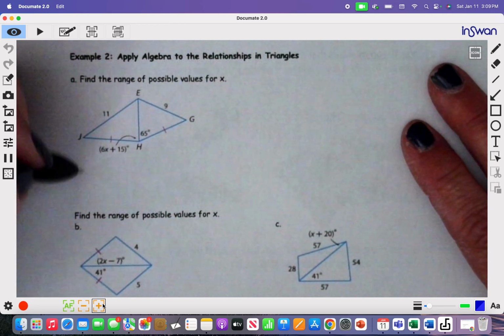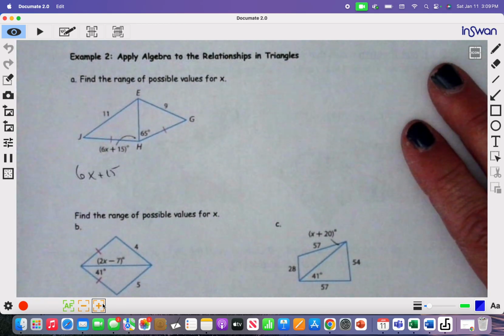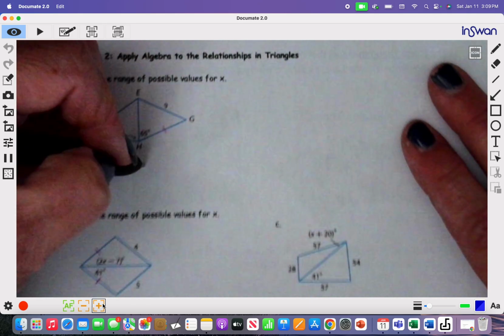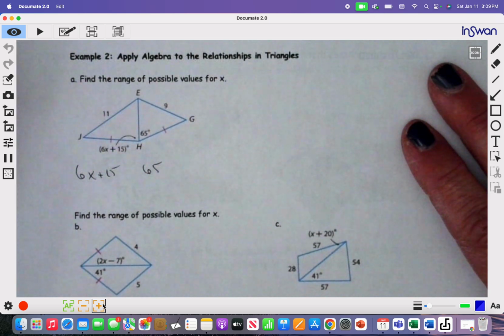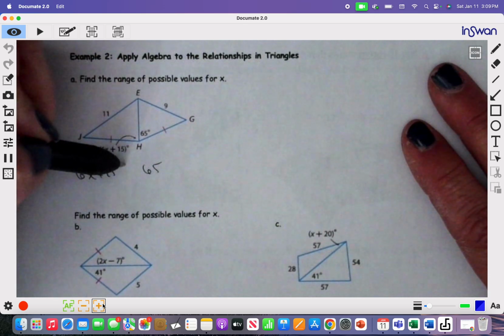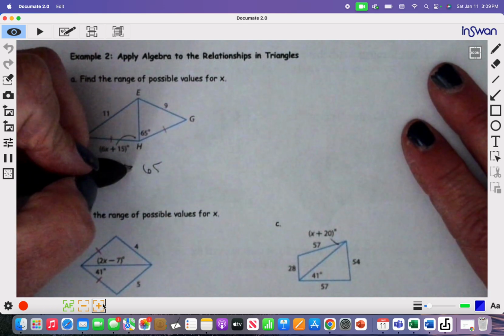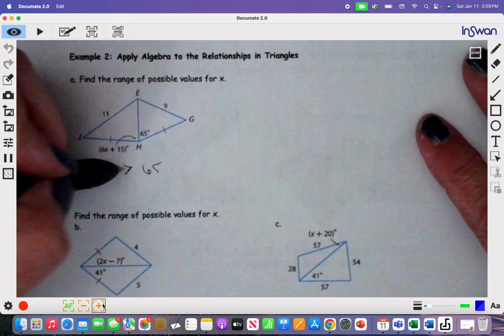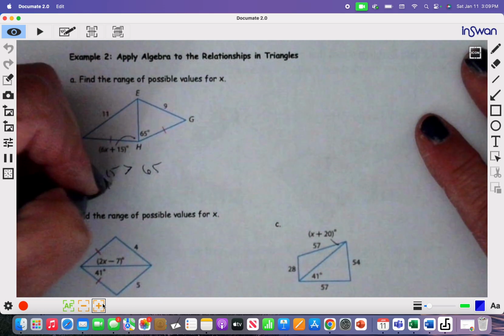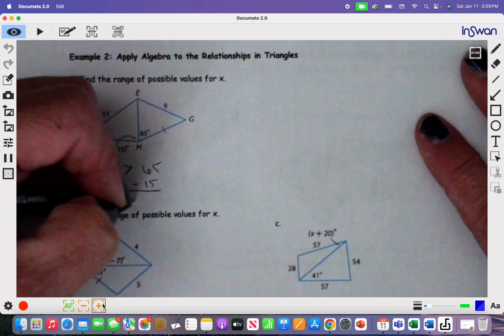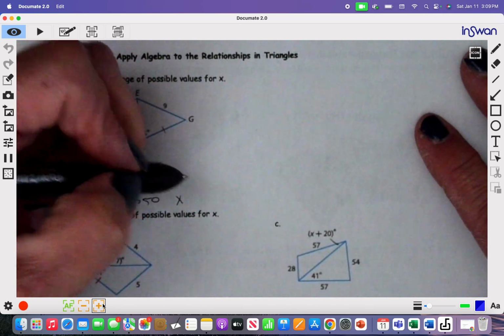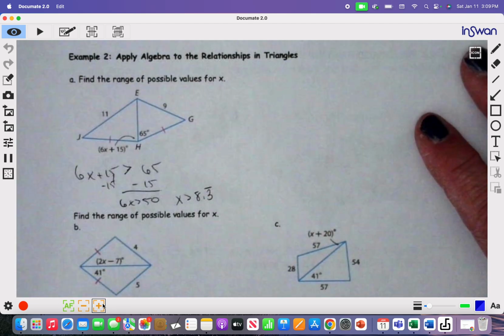So I always start with the one with my variable, so 6x plus 15, and I'm going to compare that, since that's an angle, to the only other angle that they gave me, which is 65. So is the 6x plus 15 greater than or less than the 65? And it is greater than, because 11 is greater than 9. So I'm going to solve that algebraically, and it doesn't matter that that's an inequality sign. You solve it just like you would solve any equation, except you just keep bringing down your inequality sign. So we're going to subtract 15, so we have 6x is greater than 50, divide by 6, divide by 6, x is going to be greater than 8.3 repeating.